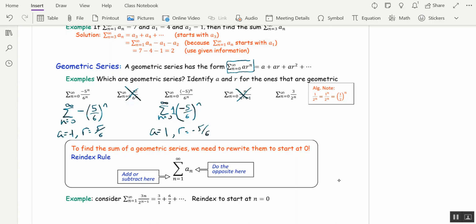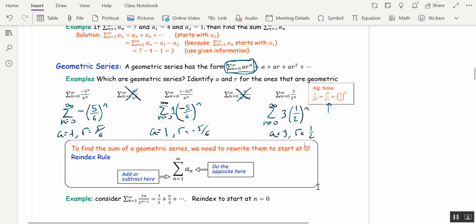Okay, next one, no. Nothing's being raised to the nth power there, not geometric. This one is geometric, but we need to rewrite it in order to determine a and r. 0 to infinity. 3 is 3, so that just sits there. And then we have 1 over 2 to the n. In this box here, I explain that 1 over 2 to the n is the same as 1/2 to the n. Because in order to write it in this form of a geometric series, you can't have the r in the denominator. It has to be a times r to the n. So in this case, our r is 1/2. So a is 3 and r is 1/2.